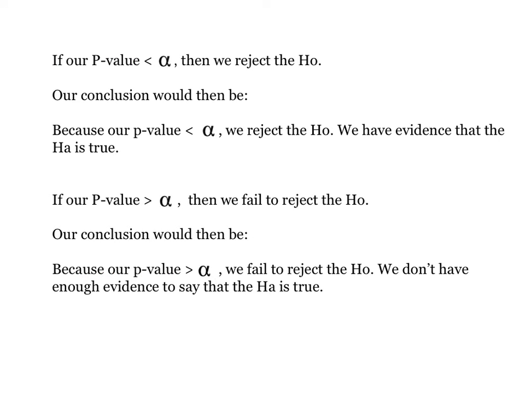So here's the deal. If your p-value is less than alpha, then we reject the null hypothesis, okay? And that's actually the terminology we use. We say we reject the null, okay? It means we don't believe the null. If that's the case, then our conclusion ends up being, because our p-value is less than alpha, we reject the null hypothesis. We have evidence that the alternate is true. Okay? Notice nothing definitive there. I just say we have evidence that the alternate is true.